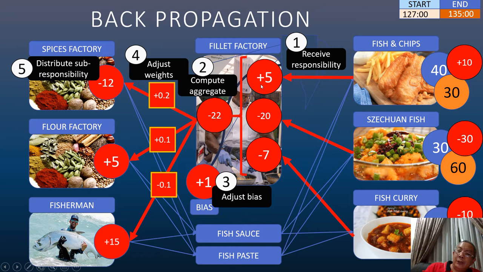It's not necessary you just add the figure. So it may be 27 minus 5. This is just simple adding. Or maybe you go through some formula to get the error. Now with this error, you distribute this error. Okay, first of all, you compute the aggregate.